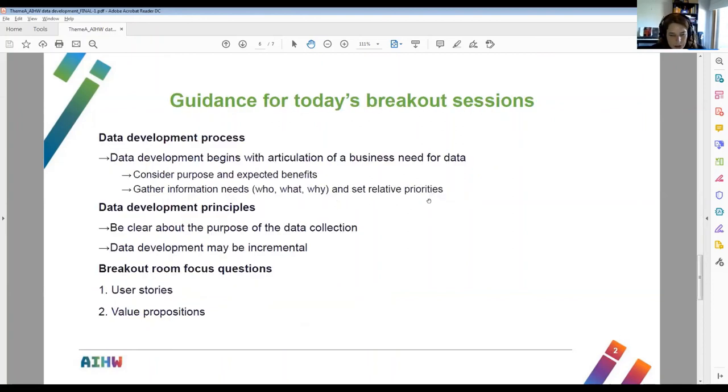So the principles that we just covered underpin the steps we follow through the data development process. We'll be looking at the foundations for data development today and build on these outcomes in future workshops. So that's a good example of the incremental process. So the foundation for data development is understanding what information we're trying to gain from the data and why. And key questions to consider in this is building the purpose and the benefits.